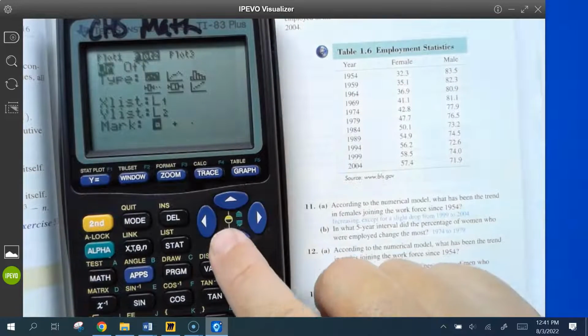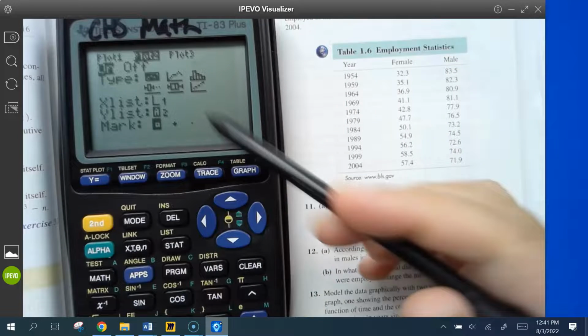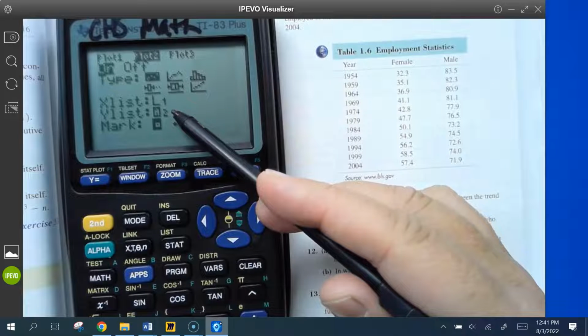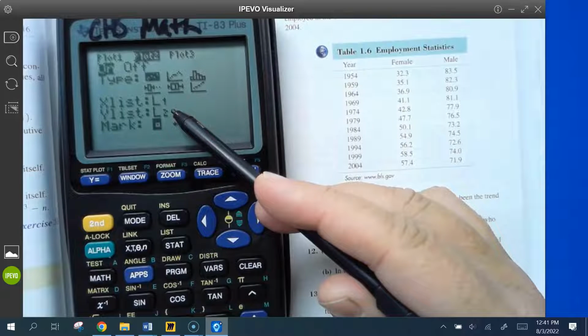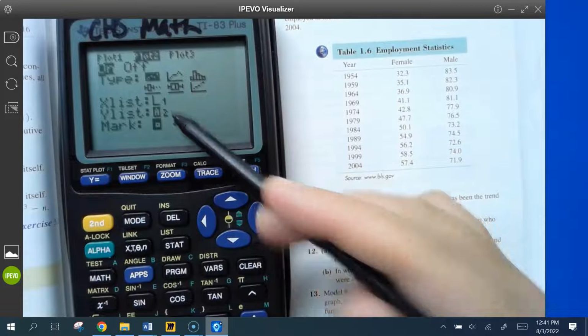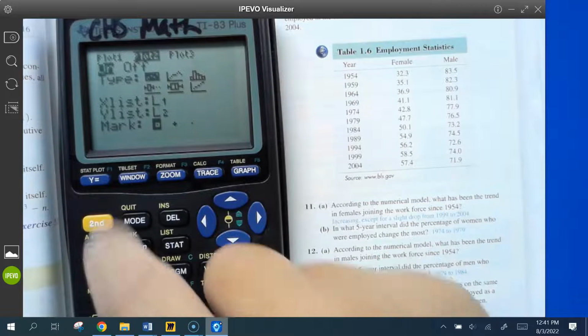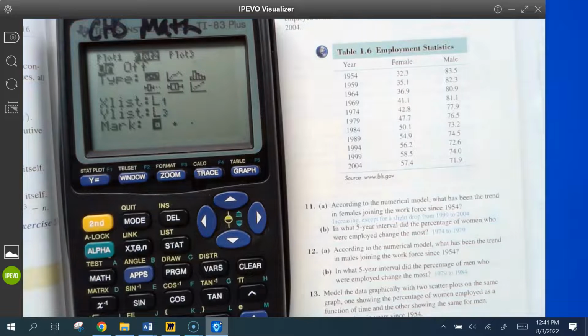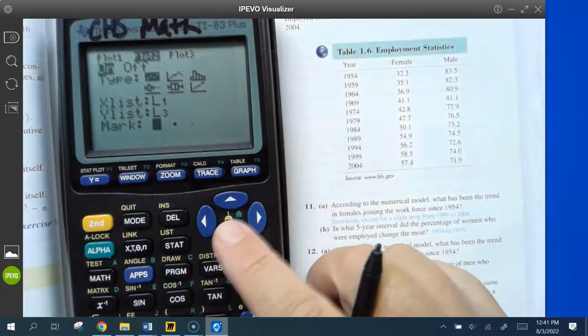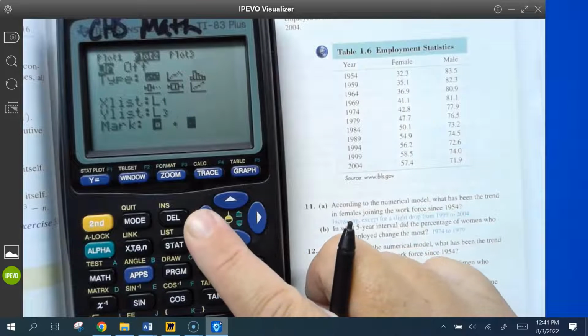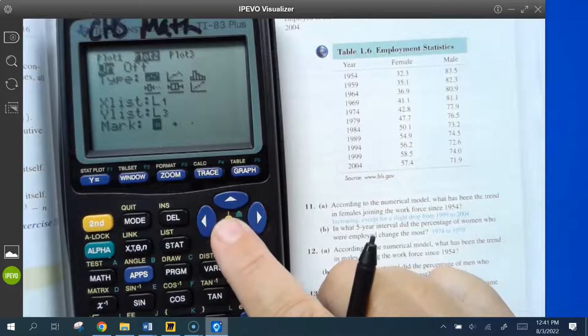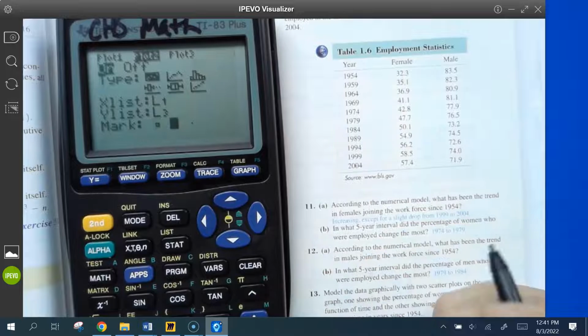I'm going to turn it on, but instead of list 2 for my y, what do you think I'm going to put? Where did I enter the male data? List 3. So if you look right under the number 3, if you hit second 3, that'll pull up list 3 right there for you. And I'm going to make those dots look a little bit different. Remember I told you this was just to change how they look? I'm going to remember that the women are going to be square, the men are going to be the plus sign.